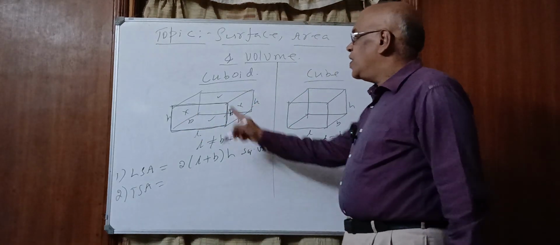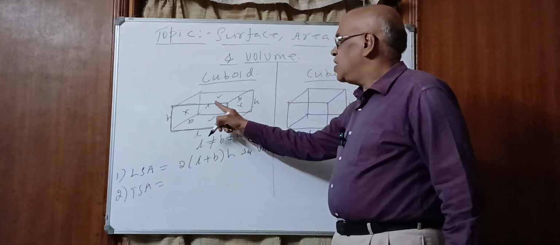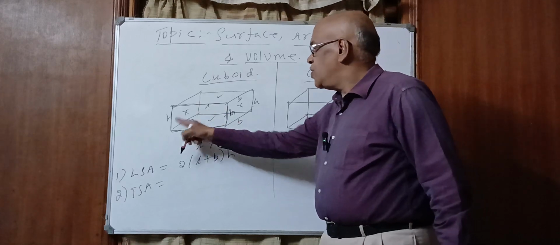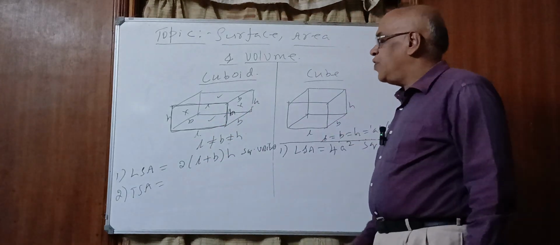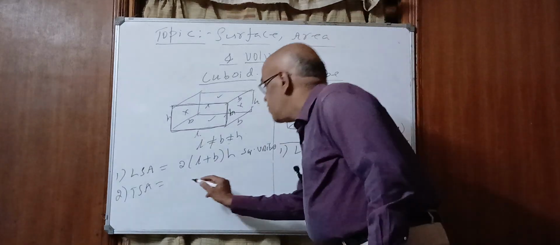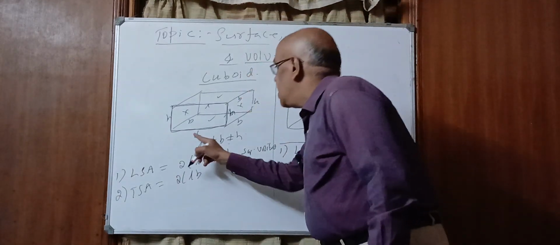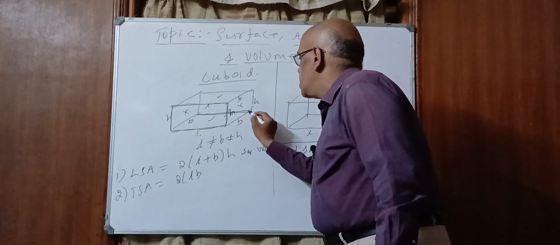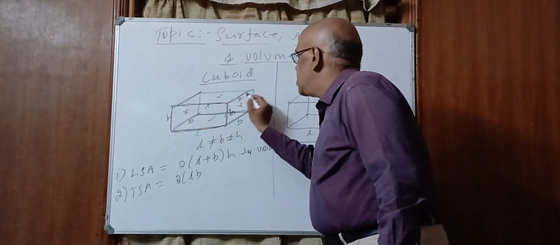Yes or no? What is the area of this? Length into breadth. There are two such figures. Length into breadth, 1, 2. Breadth into height, 1 and 2. Therefore, what is the total surface area of a cuboid? 2 into LB, length into breadth. I am talking about this figure as well as this figure. There are two such figures.